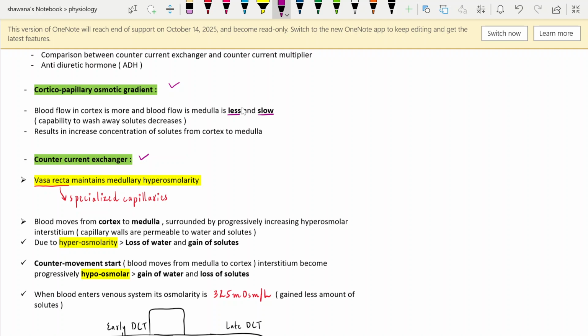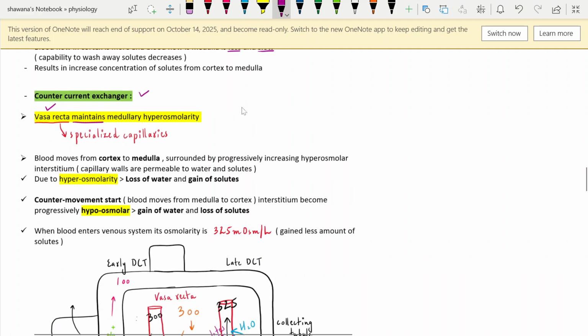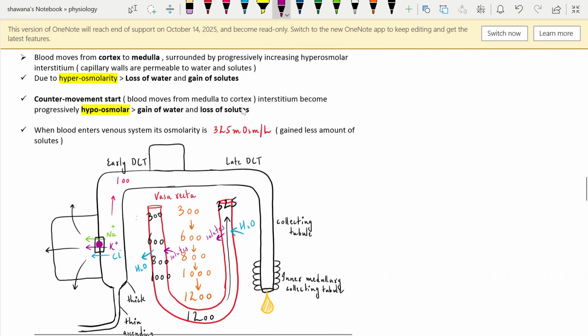This is by the specialized capillaries known as the vasa recta. Vasa recta arises from the efferent arterioles, like the peritubular capillaries, but they are deep in the medulla and they maintain the medullary hyperosmolarity. Let's discuss in detail.